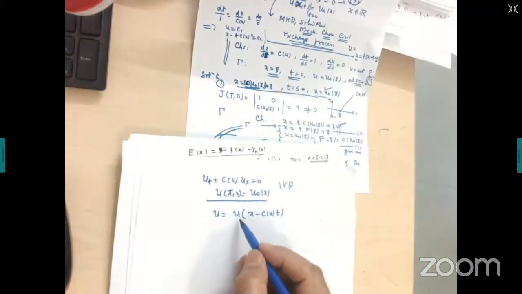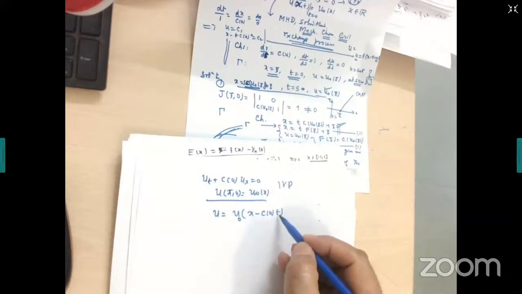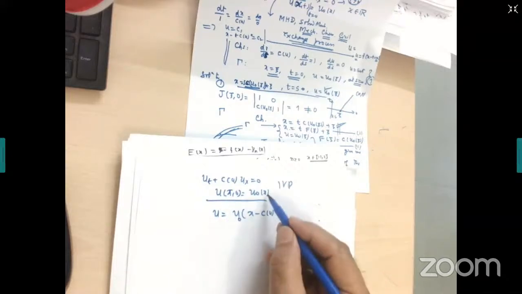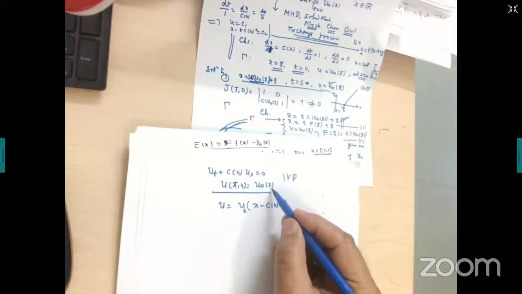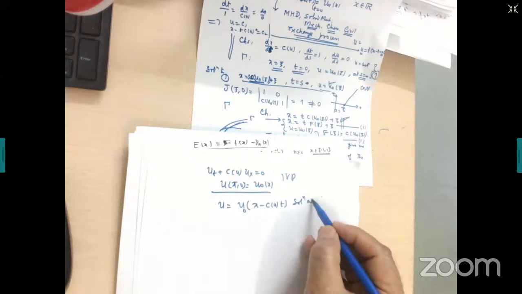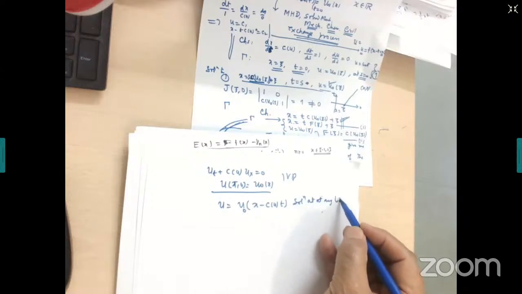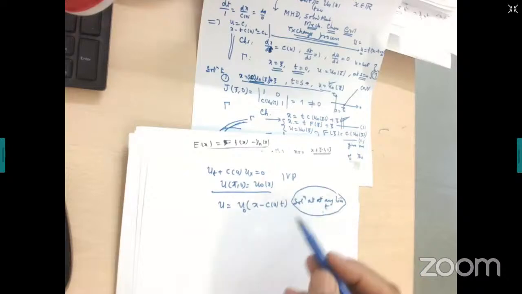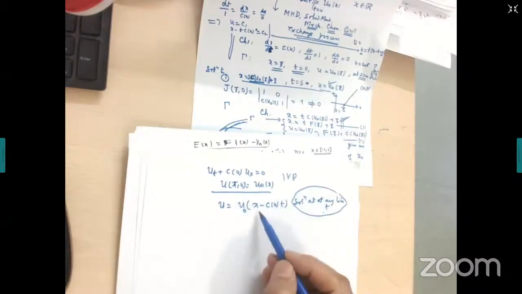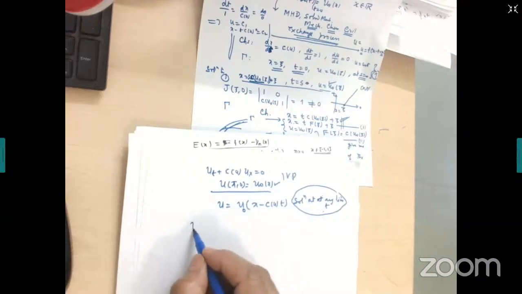Because this is at t equal to 0, you can see here it satisfies the initial condition. At t is equal to 0, u is equal to u naught of x. This is the solution at any time t. Let us see what u t is.